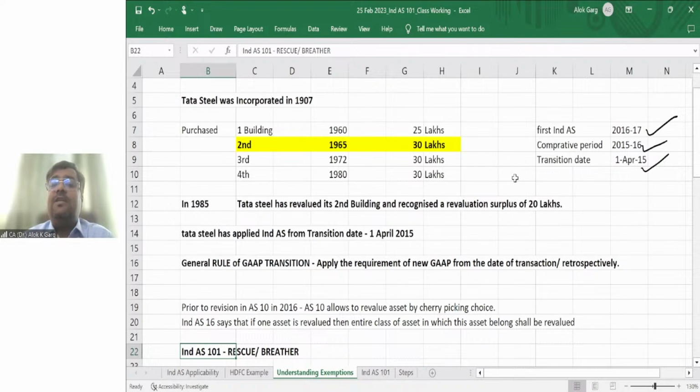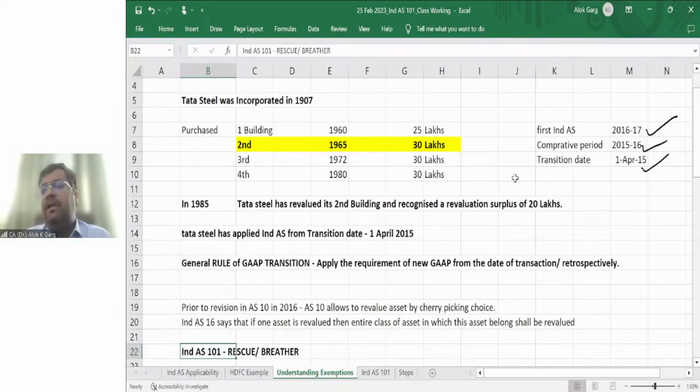And till 31st March 2016, the old AS 10 and AS 6 was applicable. This AS 10 and AS 6 was revised effective from 1st April 2016. I'm talking about accounting standard, right? So prior to the revision, till 31st March 2016, AS 10 allows a company that if it wants to revalue any asset out of a class of asset, if the company wants to cherry pick and revalue any single asset, the company is allowed to do that. For example, there are 4 buildings and building is one class of asset, right? Out of these 4 buildings, the company has only revalued the second building, which was purchased in 1965. And the company has not revalued the buildings which were purchased in 1960, 72 and 80.